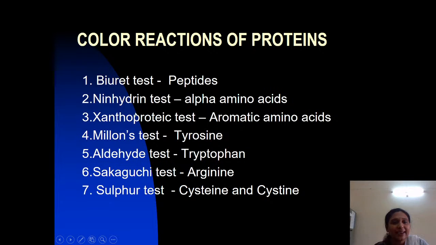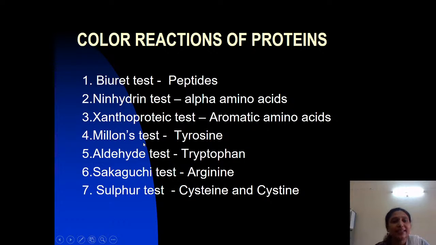Another color reaction test is the xanthoprotein test. In the xanthoprotein test, an orange colored precipitate is observed. That indicates the presence of aromatic amino acids. How to do the xanthoprotein test? Take the protein solution, add HNO3 nitric acid, boil for 1 minute, then add alkali NaOH. If orange colored precipitate is observed, that indicates the presence of aromatic amino acids like phenylalanine, tyrosine and tryptophan.